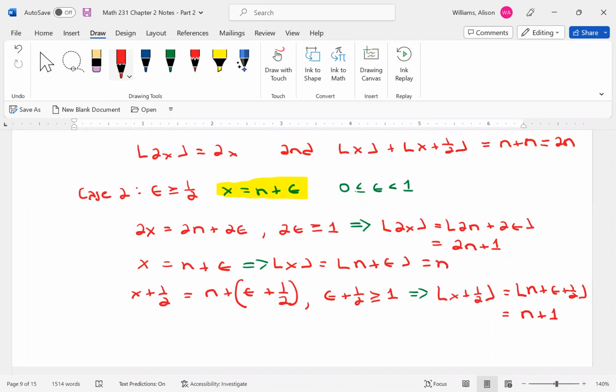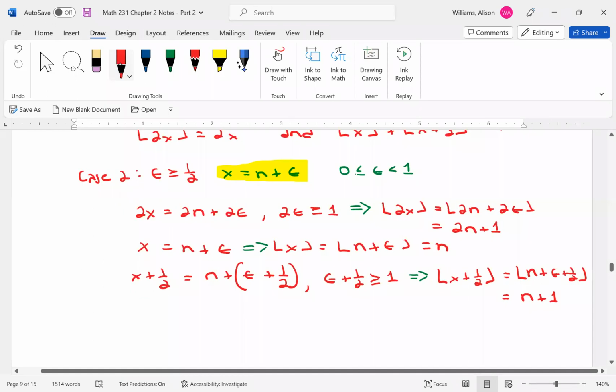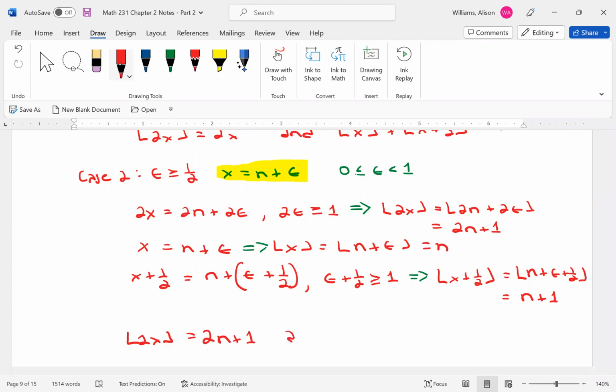All right, so here we go. We're almost there. So the floor function for 2x is 2n plus 1. And the floor function for x plus 1/2 is n plus 1, or 2n plus 1. So they're equal. We did it.